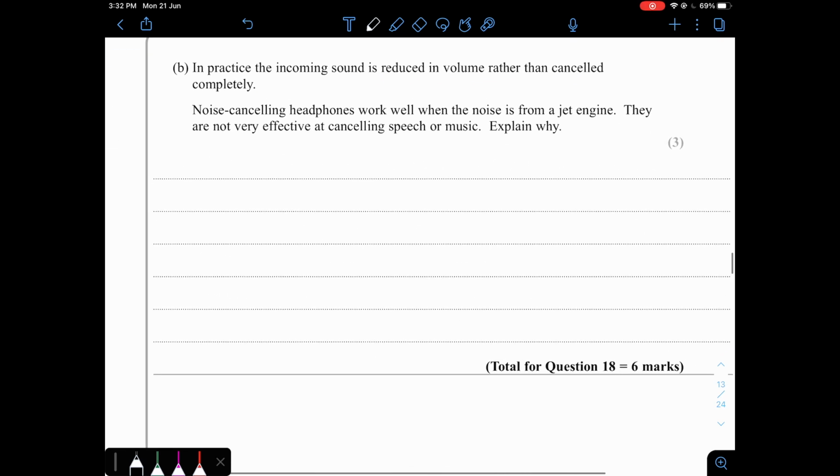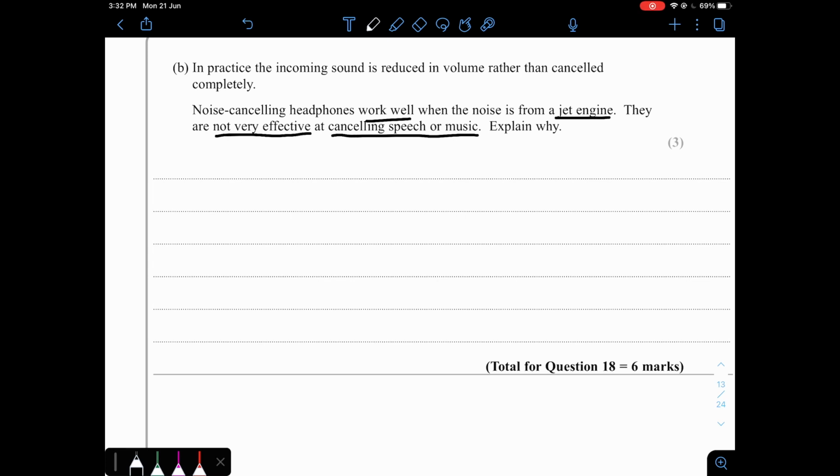Okay, part B. In practice, the incoming sound is reduced in volume rather than cancelled. Noise cancelling headphones work well when the noise is from a jet engine. Okay, they're not very effective at cancelling speech or music. Explain why.